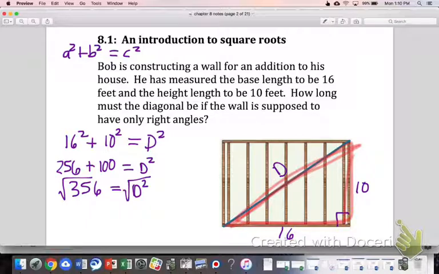So on the right side, the square root undoes the squared, and I'm simply left with d. And on the left side, I've got this square root of 356, and I noticed a lot of you guys that got to this point used the calculator. What was that number you came up with? 18 point something? Okay, I think 18.8. 18.8 feet.